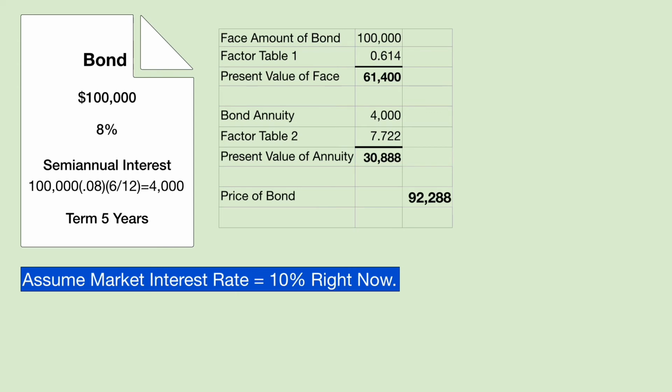So the present value of the two things we're buying, the face amount and the interest payments, in this case is $92,288. This bond sells for a discounted price. After all, who would want to buy a bond that pays 8% when the market says the appropriate rate in that moment is more? 10%. You should be getting 10% in this moment, the market thinks, and here's somebody selling something that is not very attractive. So in order for this bond to be sold, it has to sell for a discounted price.